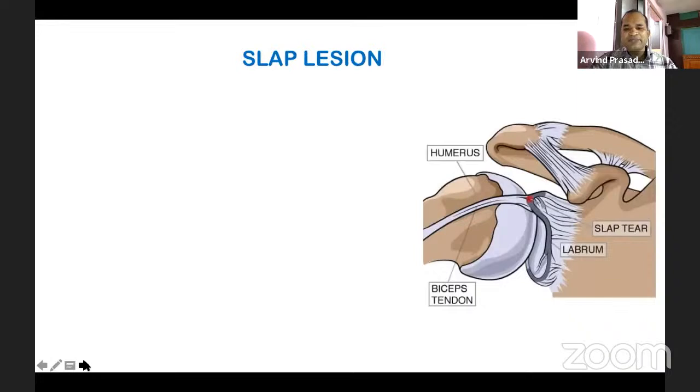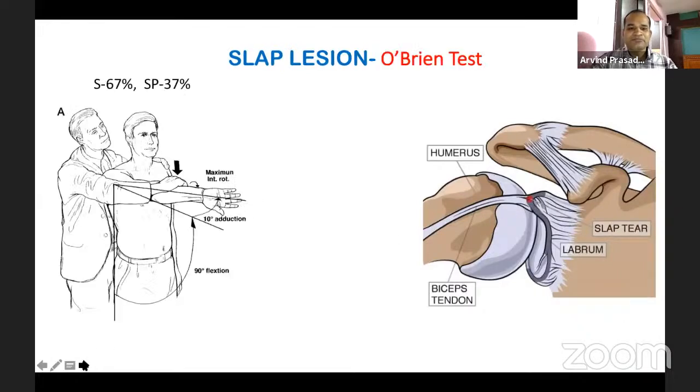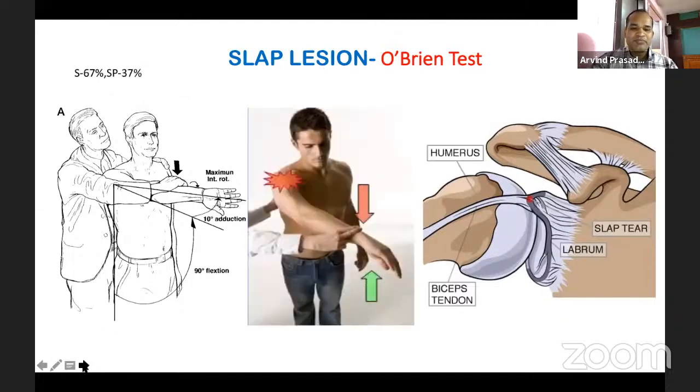Next is the test for SLAP lesion. SLAP is the avulsion of the superior part of the labrum, anterior and posterior, where the long head of the biceps gets attached. This is the O'Brien test, having high sensitivity but not very high specificity, with 90 degrees of flexion of the shoulder joint, 10 degrees of adduction, and maximum internal rotation. Thumb is down. If the patient has pain in the shoulder joint in this condition, this test is positive. This pain usually goes when the thumb is up, that is, with external rotation of the shoulder. Then the O'Brien test is positive.